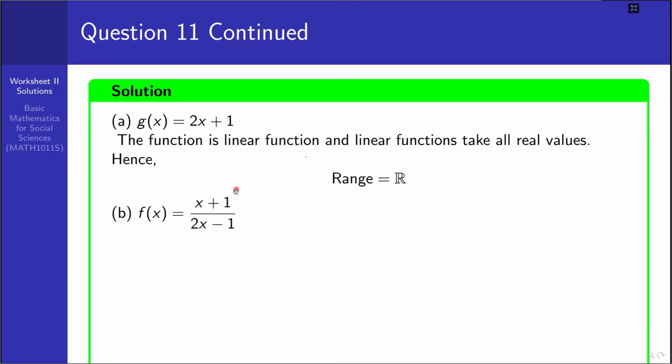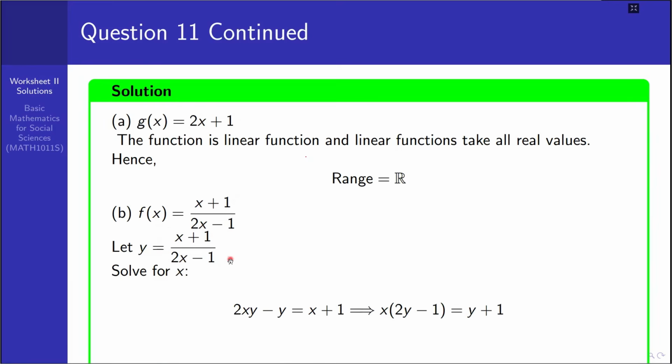To find the range of this function, that is the possible values of y, or the images, let y be equal to x plus 1 over 2x minus 1. When we solve this for x, we have x times 2y minus 1 equal to y plus 1, or x equal to y plus 1 over 2y minus 1.